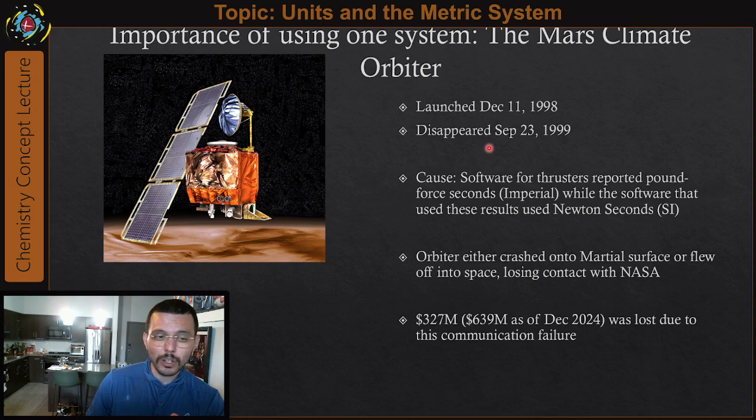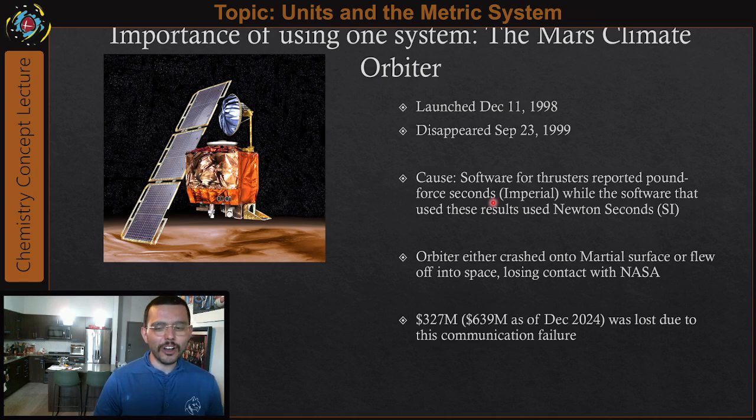The reason we lost track of it was because the thrusters, which it uses to fly around, needed to be described in Newton seconds for the software, but the thrusters had a different software which reported numbers in pound force, which is an imperial unit. Imperial being what Americans use, and Newton seconds being the metric system, which is what the world uses. This ended up causing everything to go wrong, and it either crashed onto the Earth, it crashed into Mars, or it flew off into space, never to be seen again.